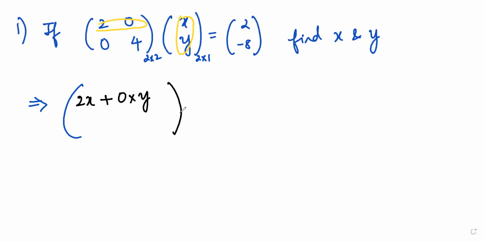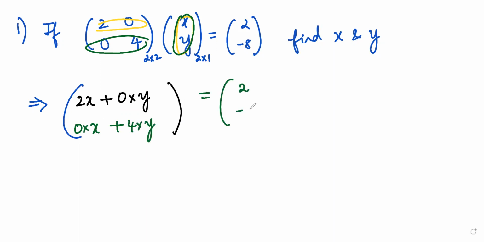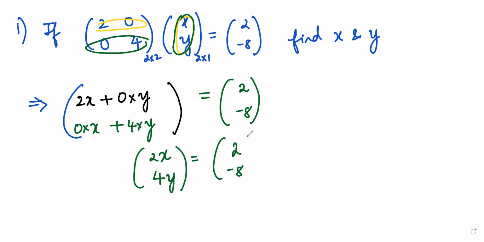Okay, and then you'll have to do second row, first column. I'll just change the color. Second row, so you're marking green this time. Second row, first column, because you'll have only 2 rows in 1 column. So 0 into x plus 4 into y. That is equal to 2 and minus 8. So 2x plus 0 is 2x, and 0 into x is 0, plus 4y, 4y is equal to 2 and minus 8.